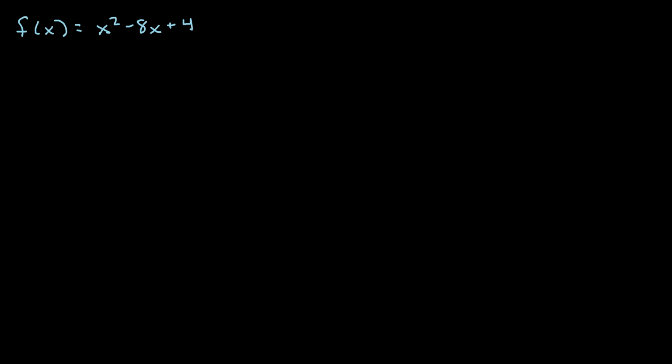In this video, we will talk about how to find the inverse of a quadratic function. So consider the function f of x is equal to x squared minus 8x plus 4. How can we find the inverse of this function? Well, it turns out we can use a trick known as completing the square.